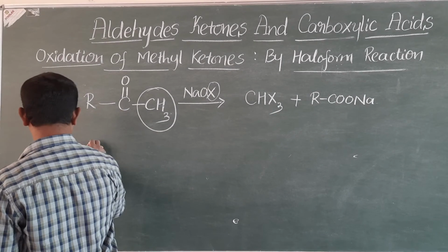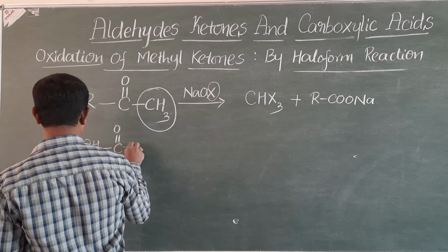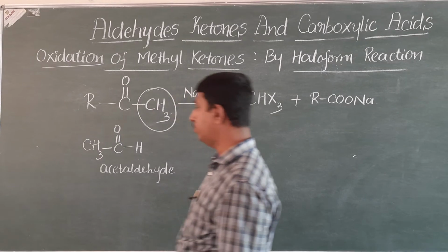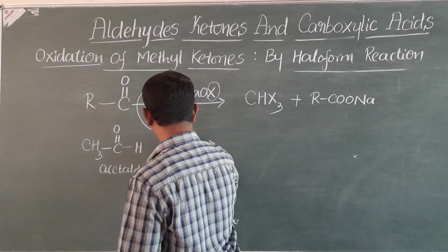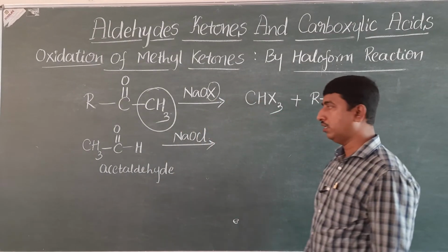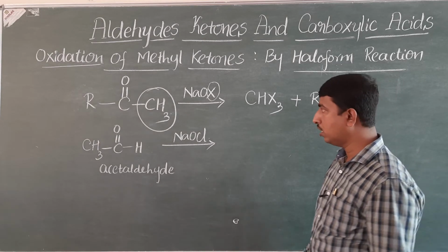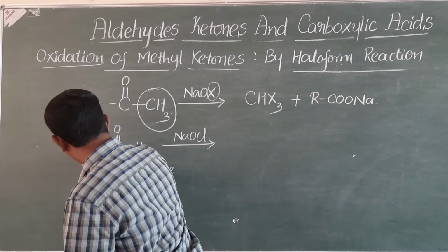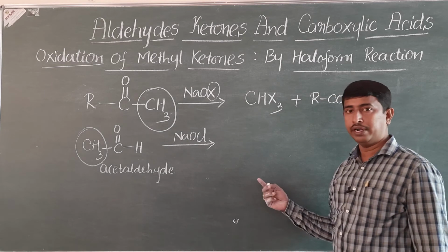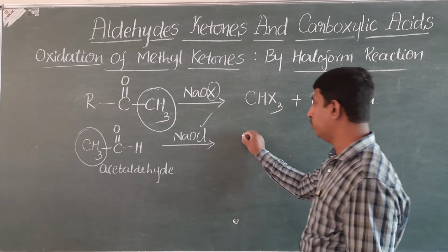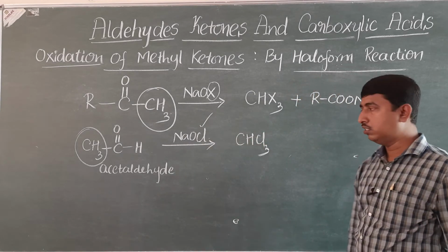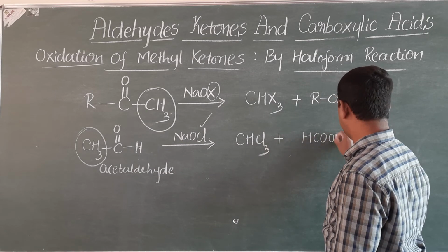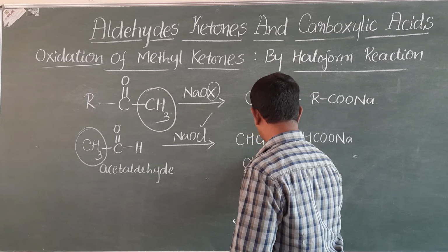We can write some examples for this. CH3, C double bond O, single bond H. The name of this compound is acetaldehyde. When it is subjected to oxidation by adding NaOCl, which means sodium hypochlorite, the methyl group is first converted into haloform. The halogen present here is chlorine. So the product formed will be CHCl3. Write the byproduct, that is H, C double bond O, Na, HCOONa. CHCl3 means chloroform.